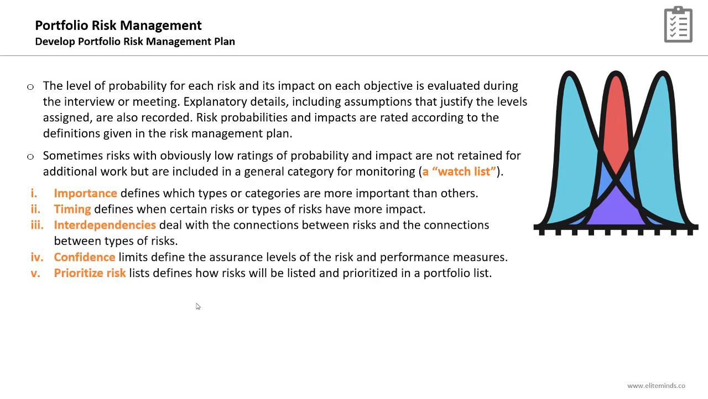Some other parameters which you can assess the portfolio risks based on, starting with the importance, which defines which types or categories are more important than others. Timing defines when certain risks or types of risks have more impact. Interdependencies deal with the connections between risks and connections between types of risks. Confidence limits define the assurance levels of the risk and performance measures. Prioritized risk lists define how risks will be listed and prioritized in a portfolio list. So these are some of the parameters you can assess the portfolio risks based on.